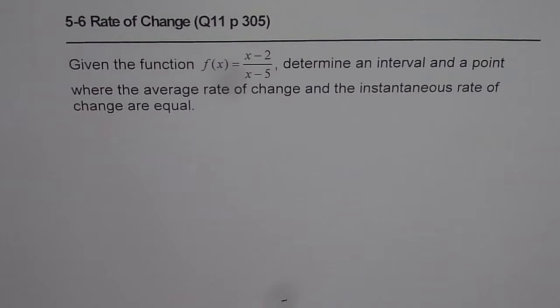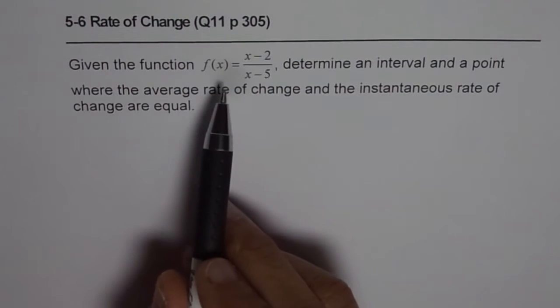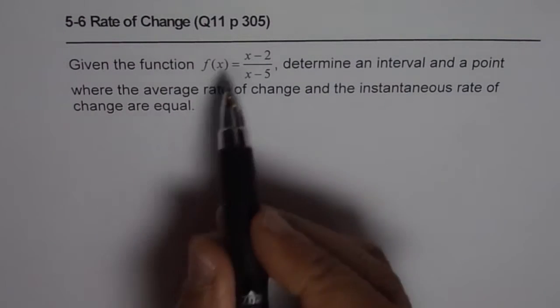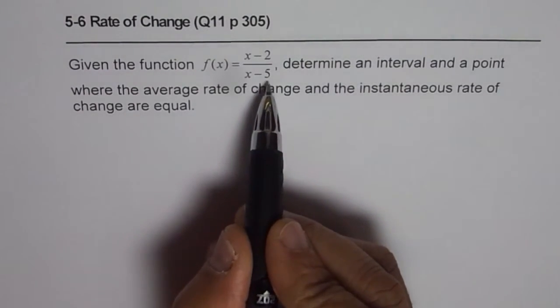All of them are linked. And you need to go through all 3 of them to really understand the concept. In one of the videos, I have derived the expression for instantaneous rate of change for this particular function, f of x equals x minus 2 over x minus 5.